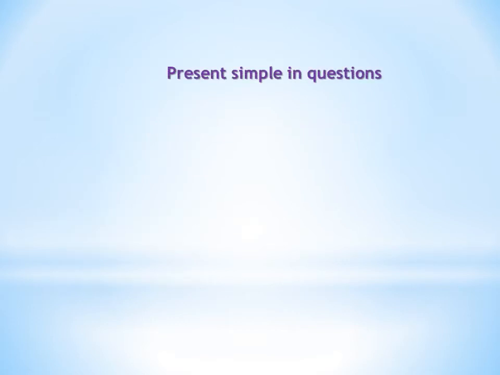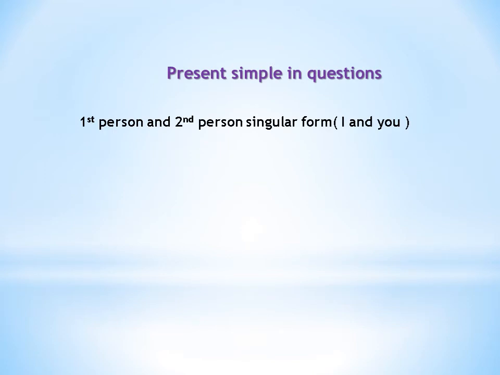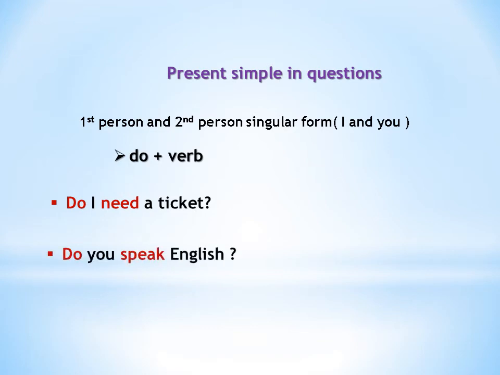Let's look at the present simple in questions. For first person and second person singular forms I and you, we need the auxiliary verb to do and the infinitive form of the verb. سنحتاج إلى الفعل المساعد do والمصدر للفعل الأساسي. For example, do I need a ticket? Do you speak English?